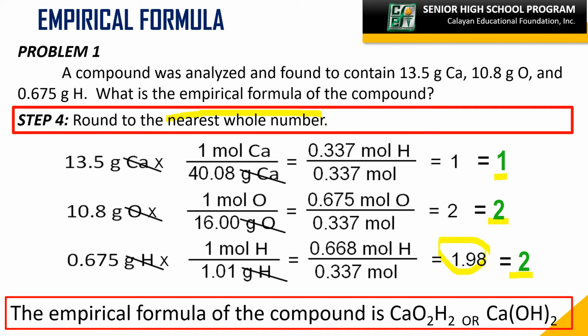So the empirical formula of the compound will be CaO2H2, or we can simply write it as Ca(OH)2. This means that both oxygen and hydrogen have a subscript of 2. So this is the empirical formula for calcium hydroxide.